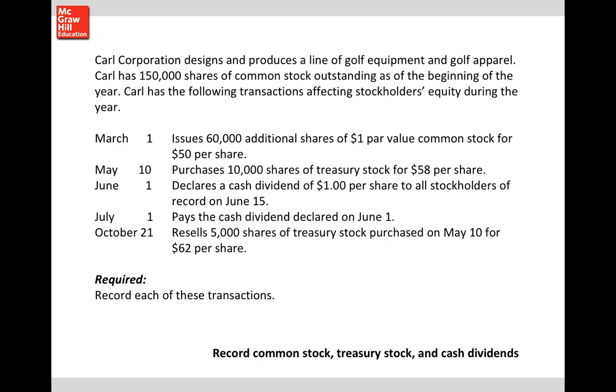On March 1st, it issues 60,000 additional shares of $1 par value common stock for $50 per share. On May 10th, it purchases 10,000 shares of Treasury stock for $58 per share. On June 1st, it declares a cash dividend of $1 per share to all stockholders of record on June 15th. On July 1st, it pays a cash dividend declared on June 1st. And on October 21st, it resells 5,000 shares of Treasury stock purchased on May 10th for $62 per share. We're going to use this information to record each of these transactions.